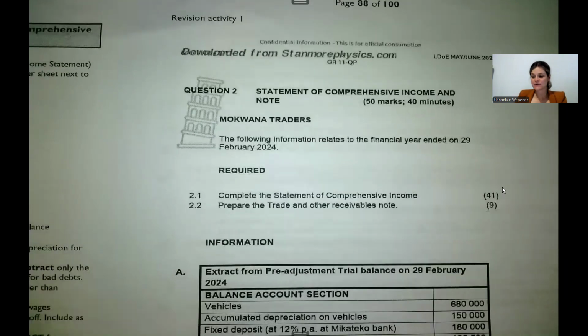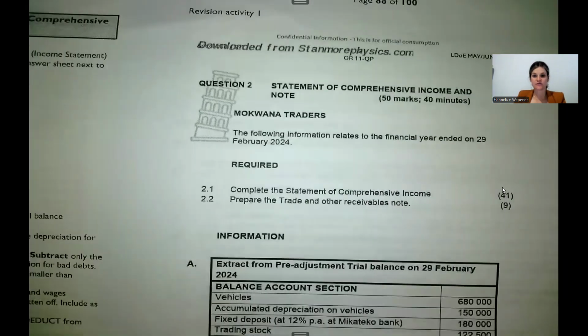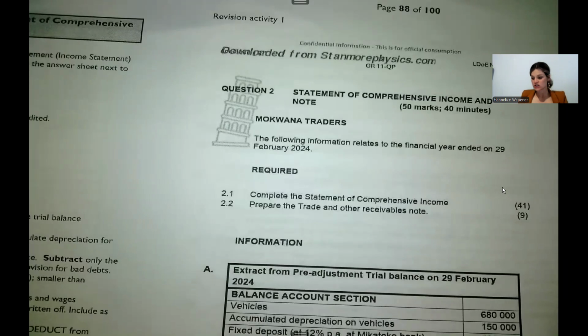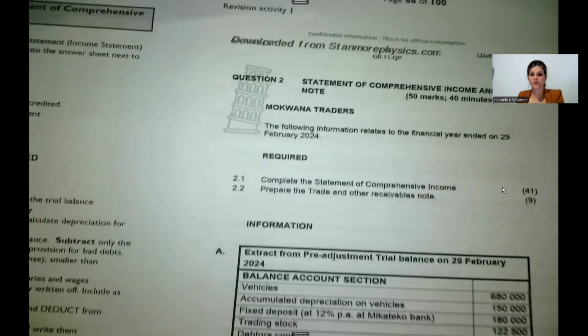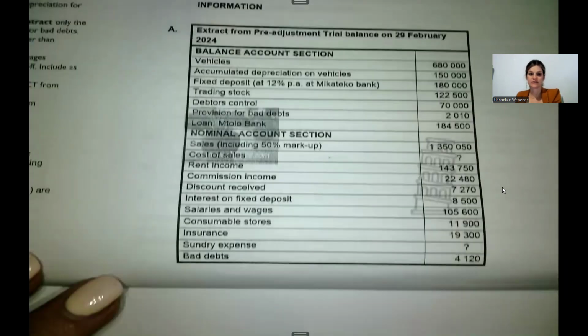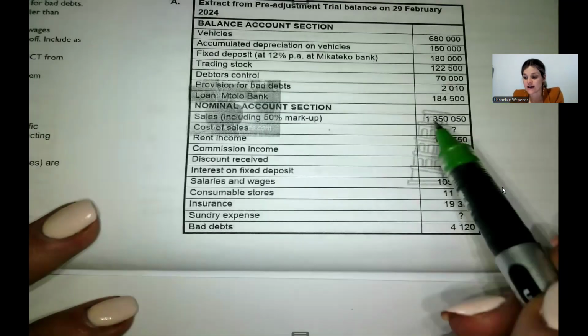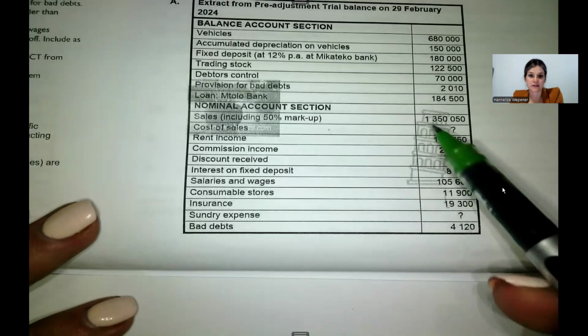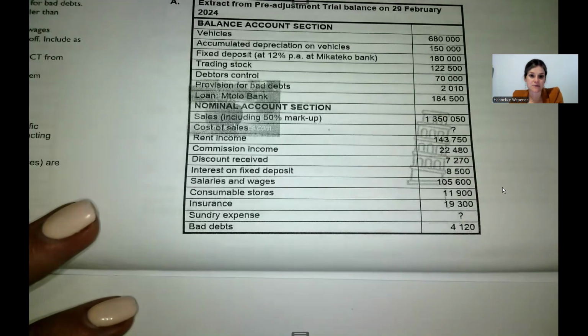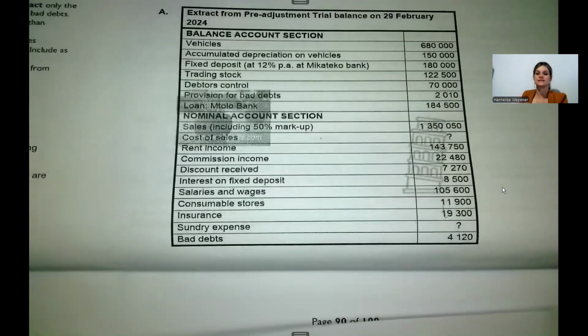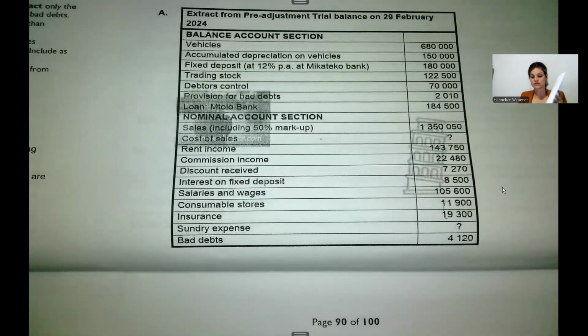Right. So I'm going to do the SOCI for the financial year ended 28 Feb 2024. And then we have a whole bunch of information there. As you know, when it comes to SOCI, I prefer starting with the information provided in my pre-adjustment trial balance, and then once I'm done using that, I go to my adjustments. But you don't have to do it that way. You can start however you want to.